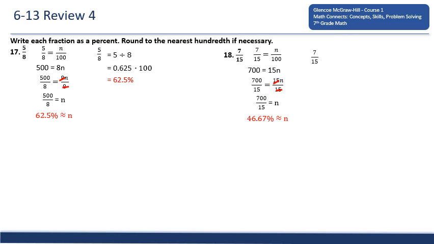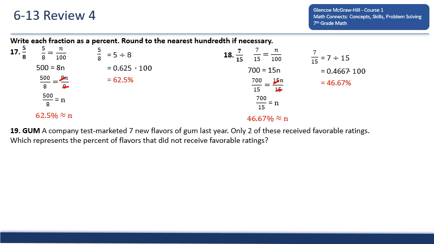So now we'll do it the other way, where we just divide 7 by 15. We get 0.4667. We need to multiply that times 100, and we get 46.67%. Now remember, the quick way you could do with the 100 is after you divide 7 by 15 and get 0.4667, just move the decimal point 2 places to the right, and you'll get your answer.